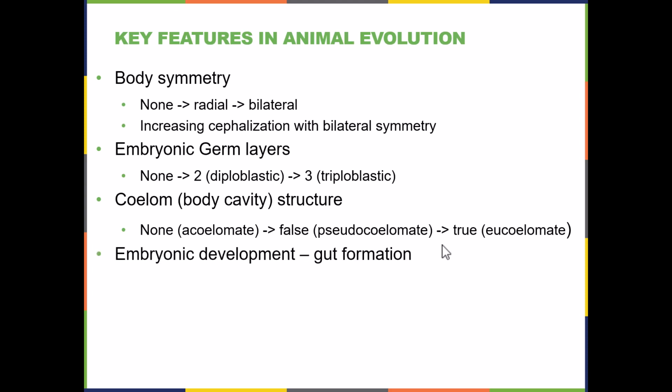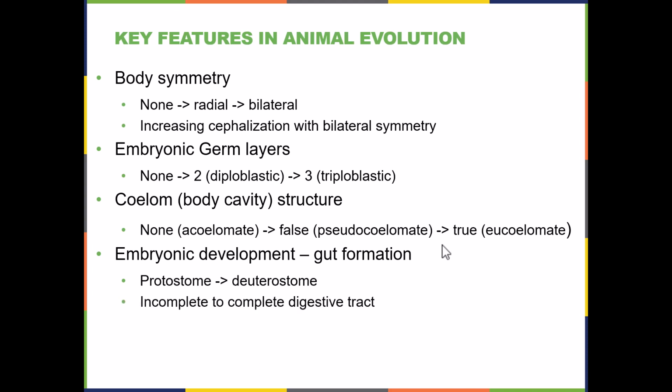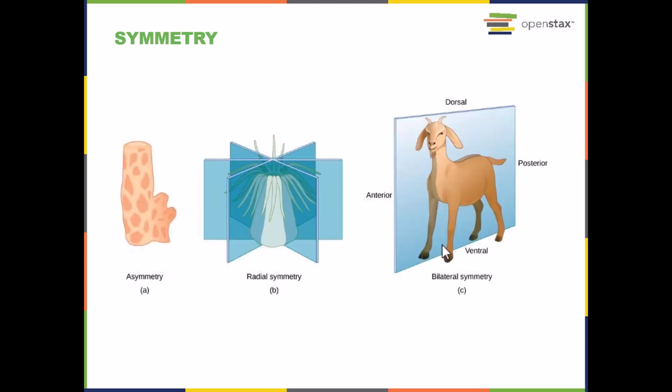We also see differences in the way the gut forms during embryological development. So we have 2 different groups here. First we have the evolution of protostomes, and then later we have the evolution of deuterostomes. Another thing that occurs with gut formation through evolution is we go from an incomplete digestive tract to a complete digestive tract. Incomplete only has one opening. So one opening serves the function of both the mouth and the anus. In a complete digestive tract, we have that one-way flow of food from the mouth to the anus. Let's take a look at each of these.